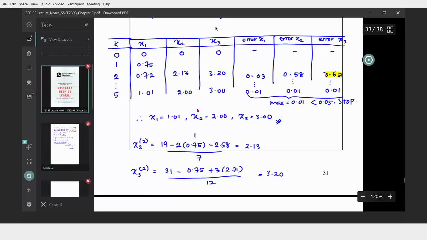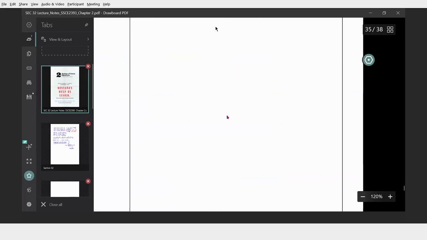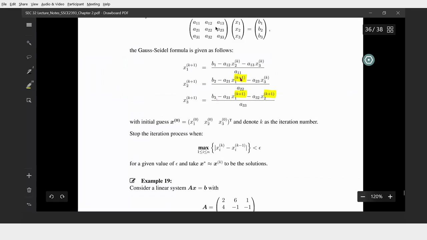That's why we have K plus 1 for the X1, but for the X3, you still have the notation K, iteration notation K. For the X3, you can see the iteration notation is all updated. You use K plus 1 for the X1 and also for the X2, because by the time you compute the X3, you already computed your X1 and your X2.